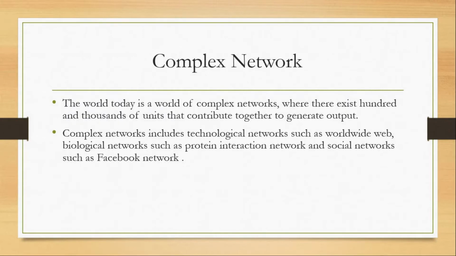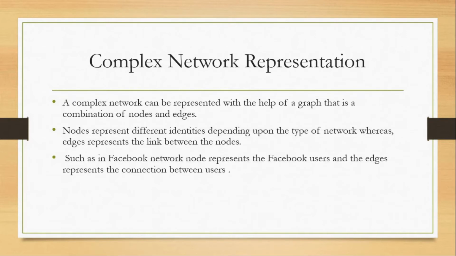So what are the complex networks? The world today is a world of complex networks where there exist hundreds and thousands of units that contribute together to generate an output. Complex networks include technological networks such as World Wide Web, biological networks such as protein interaction network, and social networks such as Facebook network.